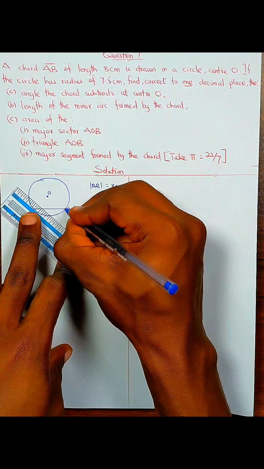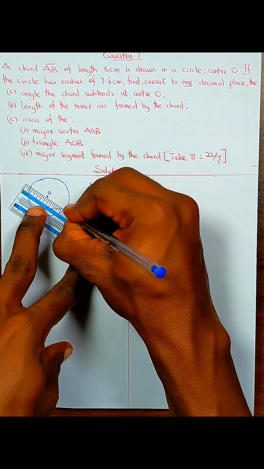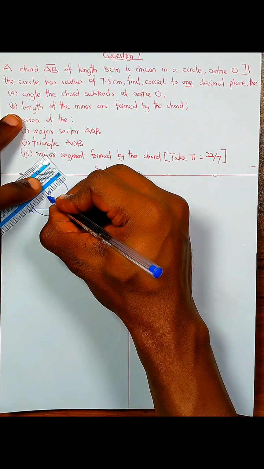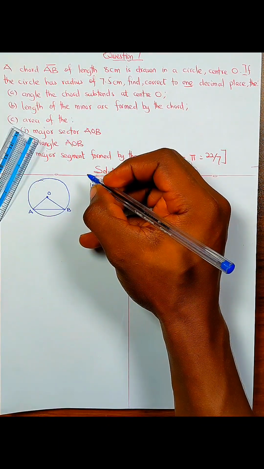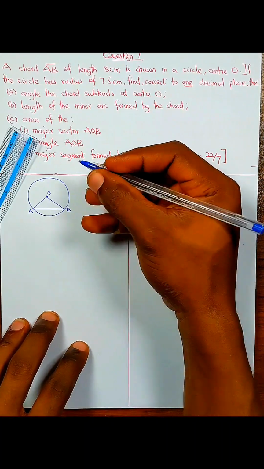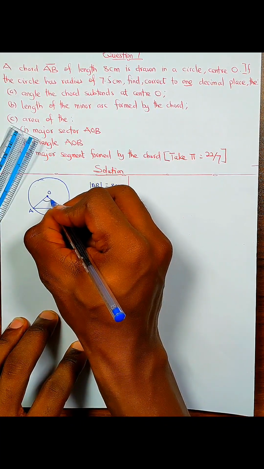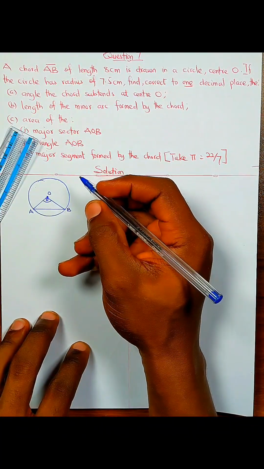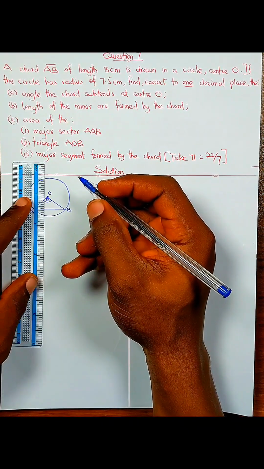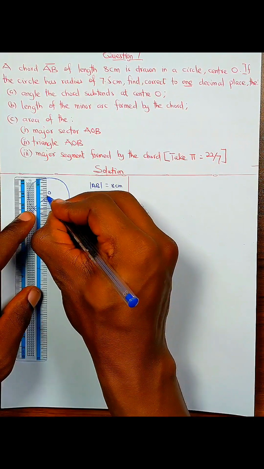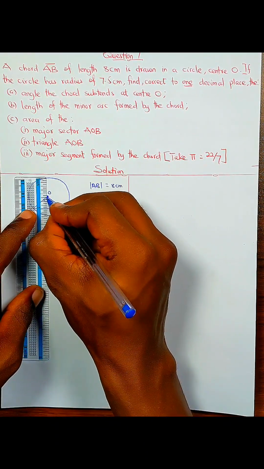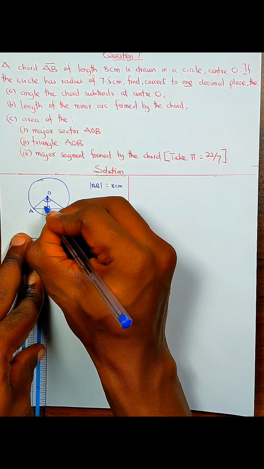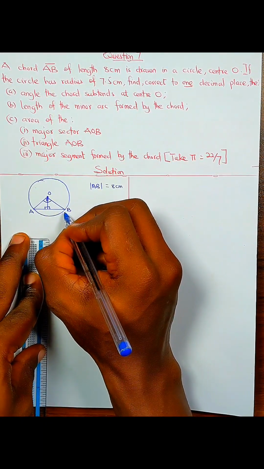So the chord subtends an angle, which means that when you extend this end of the chord to the center and you extend this other end of the chord to the center, the angle formed here, theta, is the angle subtended by the chord. Let's also take note that according to the circle theorem, a line moving from the center to a chord is perpendicular, and it divides the chord into two equal parts.